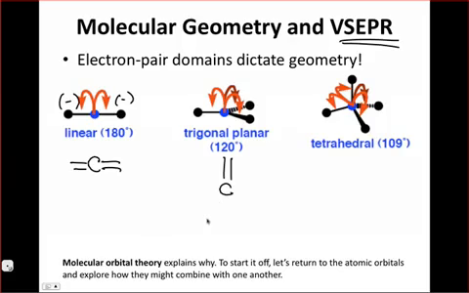Classic example of that is a carbon with 1 double bond and 2 single bonds. We see we have 3 electron pair domains here, and trigonal planar geometry. And then finally with 4, we have a tetrahedral geometry that results. Classic example of that is simply carbon with 4 single bonds.